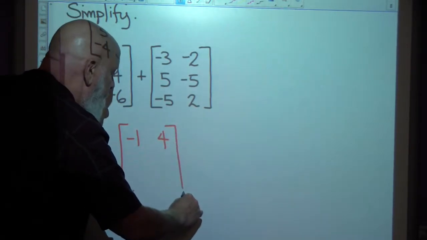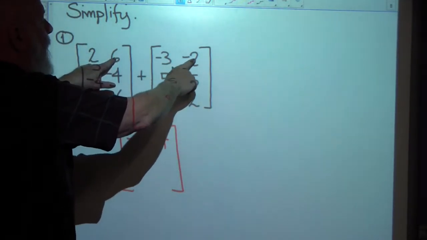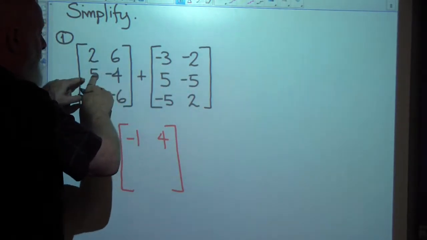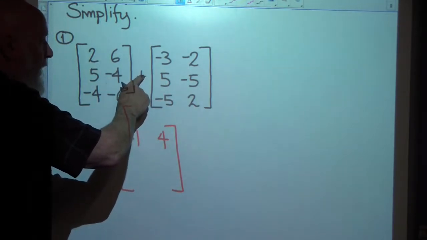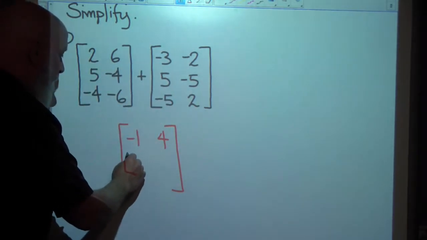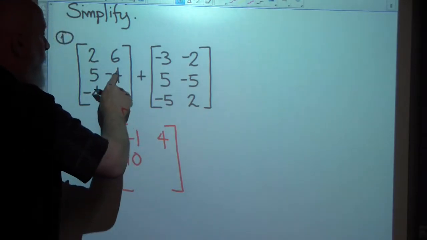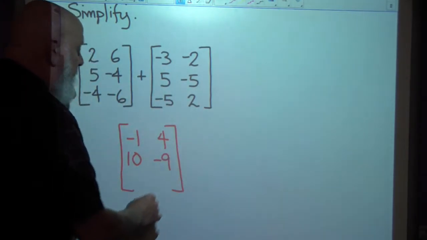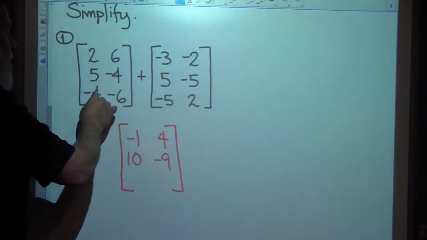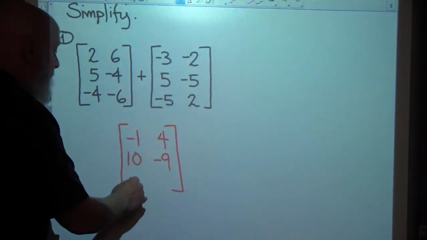See what's going on here? Added top right to top right. Added top left to top left. Now I'm going to add this one to this one. 5 plus 5 is 10. Negative 4 plus negative 5 is negative 9. They're the same sign, so we add and keep the sign.